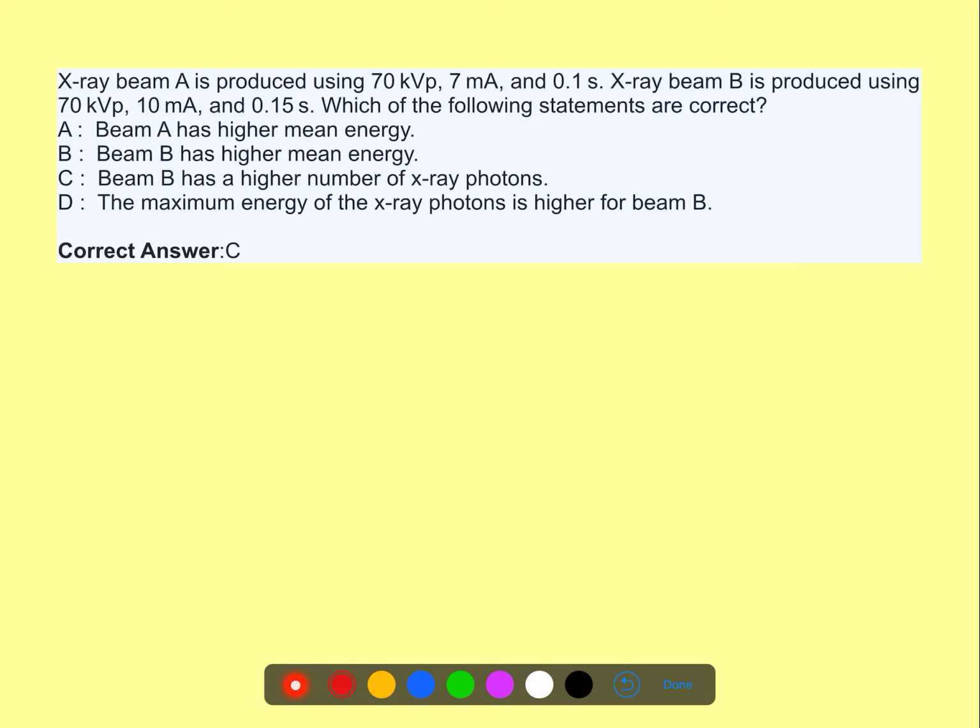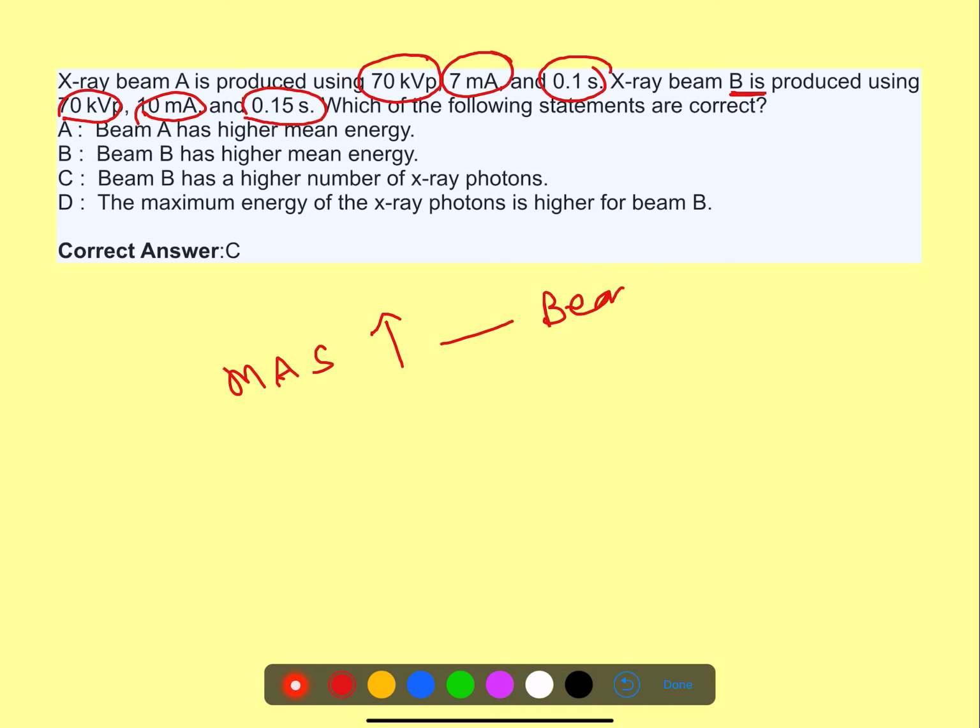And this is a little bit of an application question. X-ray beam A is produced using 70 kVp, 7 mA and 0.1 s. And X-ray beam B is produced using 70 kVp, with an increased mA, and there is also an increase in time, that is, mAs is increased for beam B. So which of the following statements is correct?